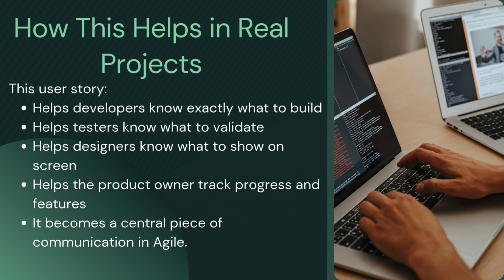User stories become a central piece of communication in Agile. They help developers know exactly what to build. They help testers plan validations and write test cases. Designers can plan what the user interface should look like, and product owners can track progress by checking which stories are done. It keeps everyone aligned and focused on the same goal.